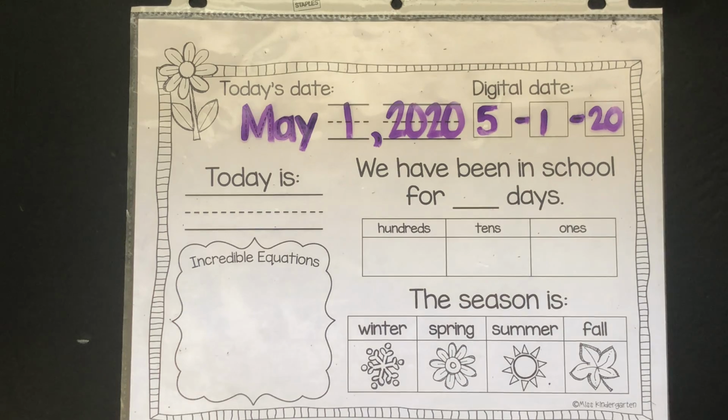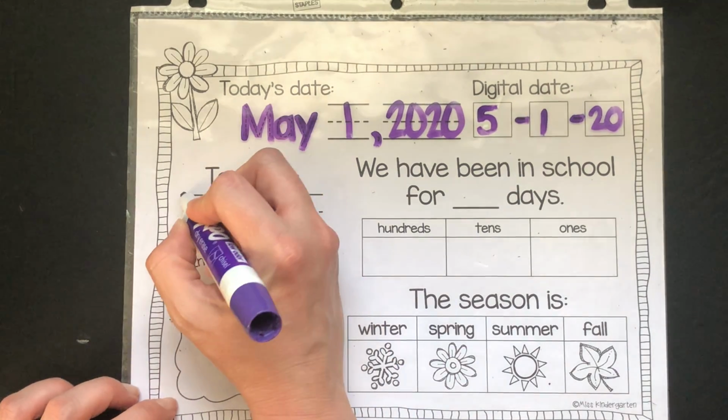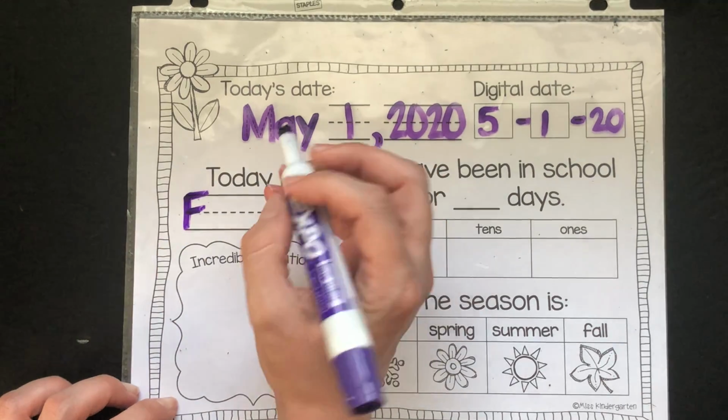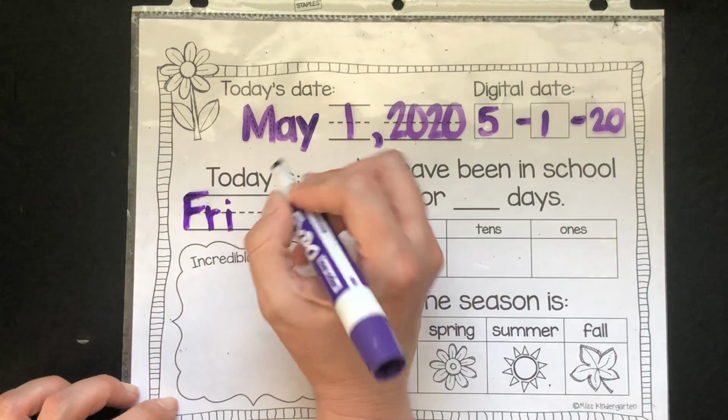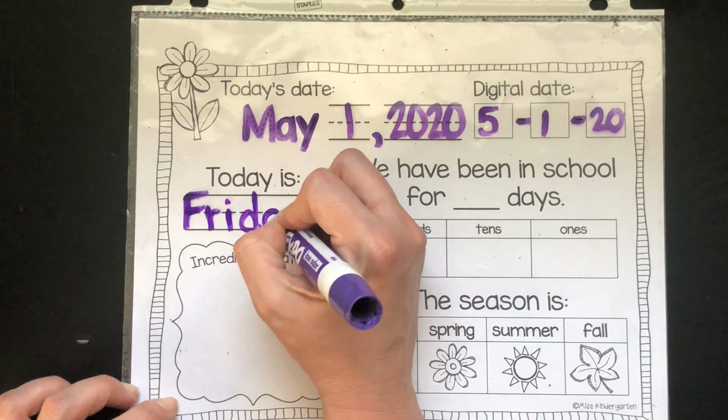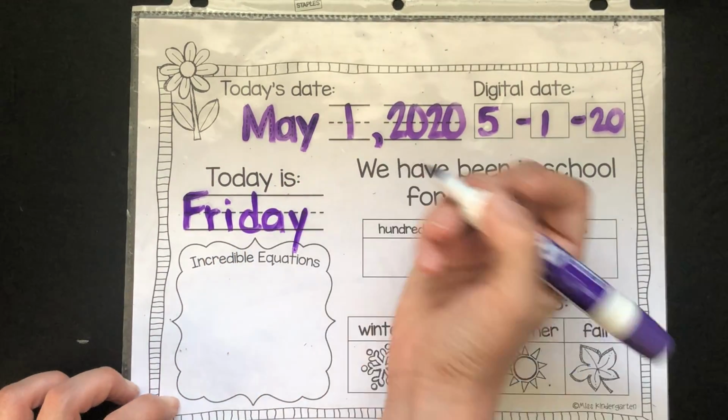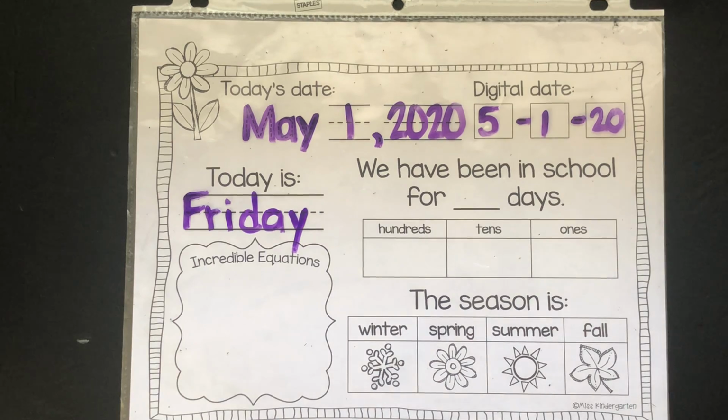Lovebugs, yesterday was Thursday. What day is today? Very good, it's Friday. We're gonna put a capital F for fun, Friday. Then we're gonna make a lowercase r, lowercase i, lowercase d, lowercase a, lowercase y. Try to write with your best foundations handwriting.